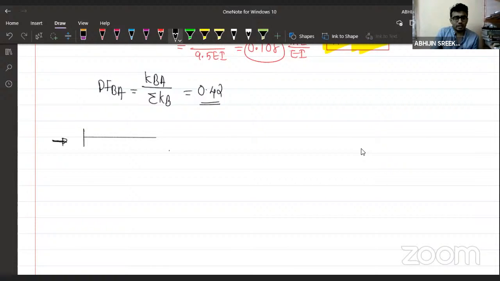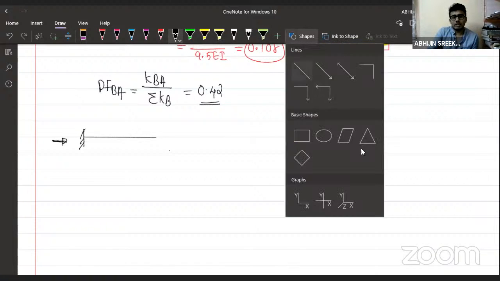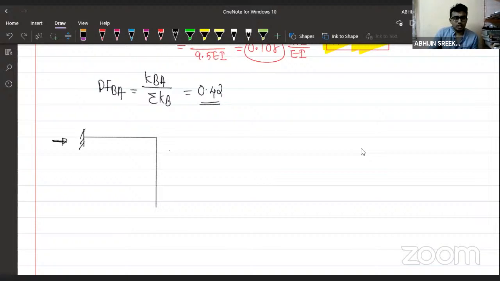Suppose I'm taking a structure somewhat like this, and I'm taking a hinge here. Suppose there is a hinge support. Okay, let's take support here, and I'm taking hinge support here. This is L and this is also L.